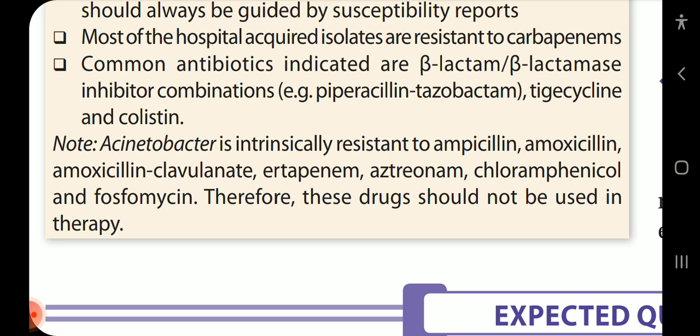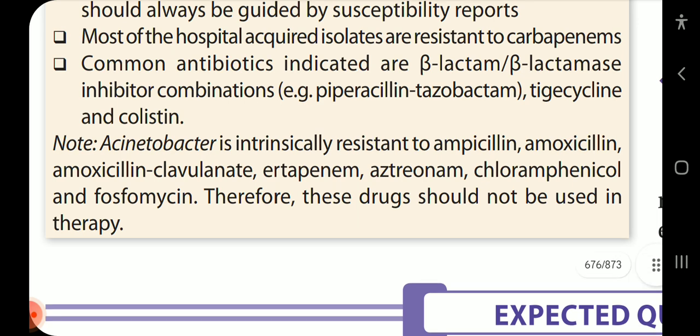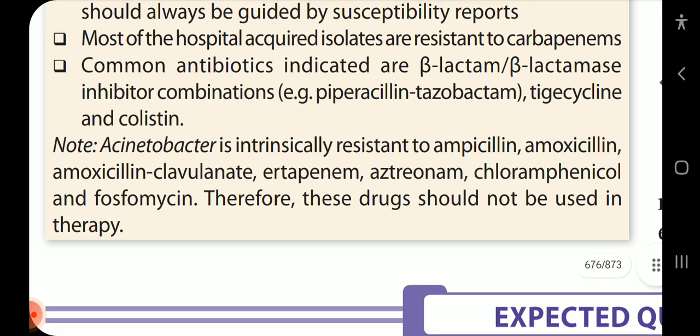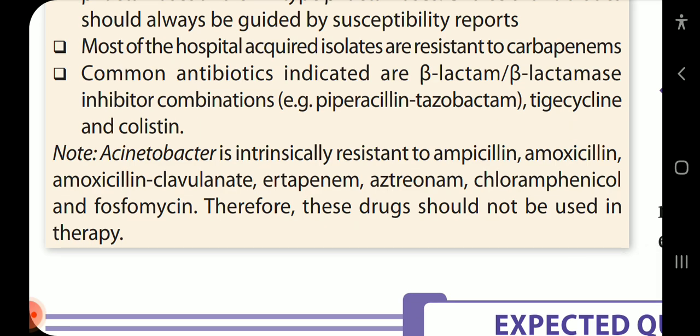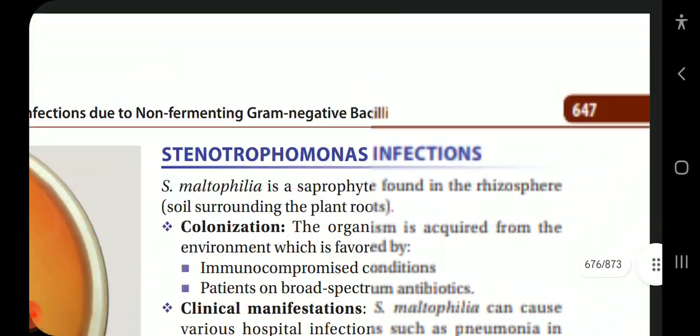Note: Acinetobacter is intrinsically resistant to ampicillin, amoxicillin-clavulanate, ertapenem, azithromycin, chloramphenicol, and fosfomycin. Therefore, these drugs should not be used in the therapy.